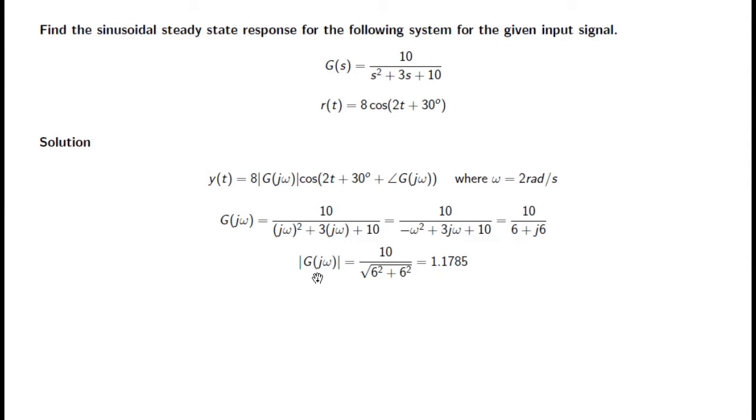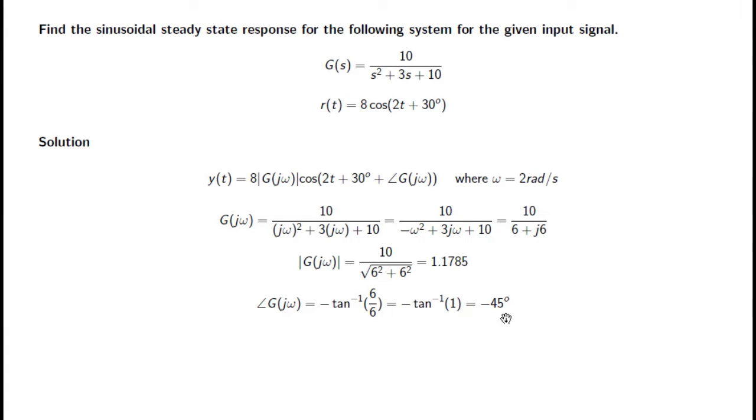Now you can calculate its magnitude. The numerator magnitude is simply 10 because it's only real, and here we have got both real and imaginary parts, root of a square plus b square. So together it is 1.1785. Similarly, we can find out the angle. The angle contribution by the numerator is 0 because the imaginary part is 0, and the angle contribution by the denominator is tan inverse of 6 by 6. So the total angle contribution is 0 minus tan inverse of 6 by 6, that is equal to tan inverse of 1 minus tan inverse of 1, that is nothing but minus 45 degrees.